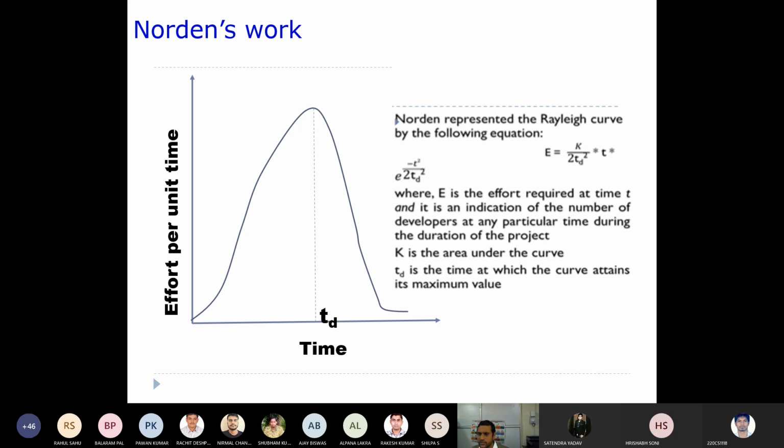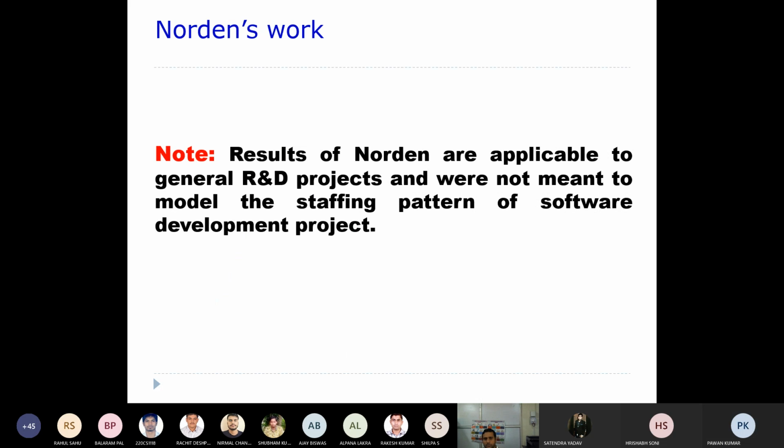Now where K is what? K is the area under that particular curve, and td is the time at which the curve attains its maximum value. Now you understand? Any doubts so far, students? No, sir. So this is the way that Norden approximated.